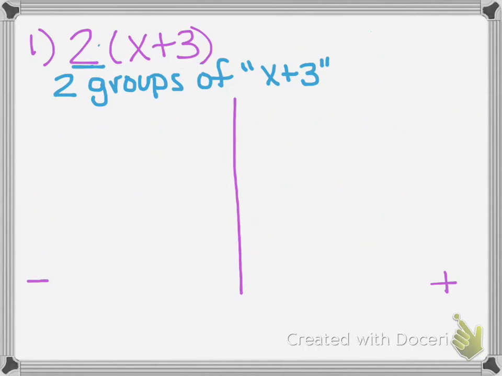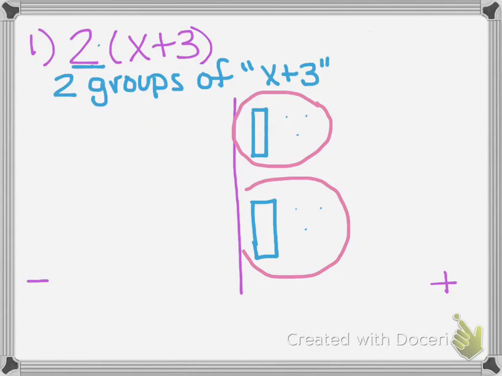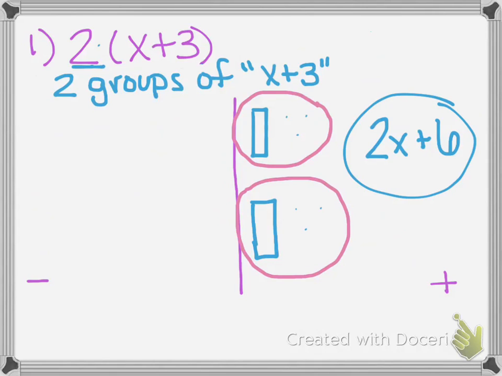This number out in front tells you how many groups you want of what's inside the parentheses, x plus 3. So let's start off with just one group of x plus 3. So to represent x, we'll draw a rectangle, and plus 3 would be 3 dots on the positive side. So that all together represents one group of x plus 3. So let's get one more group of x plus 3. So I've got a rectangle for x and 3 dots for the plus 3. That is my second group of x plus 3. So all together, I see we have 2 x's and 6 dots, all on the positive side of our chart.